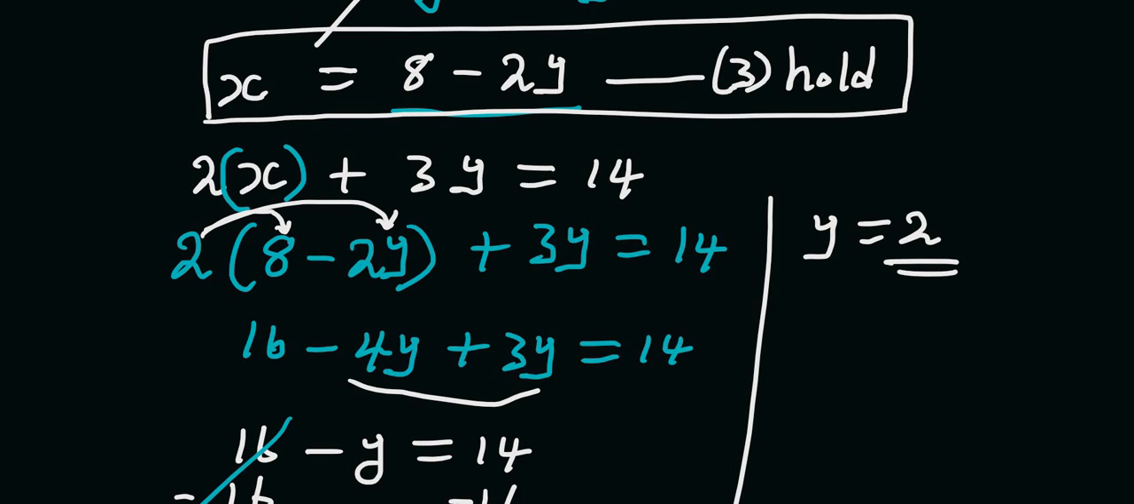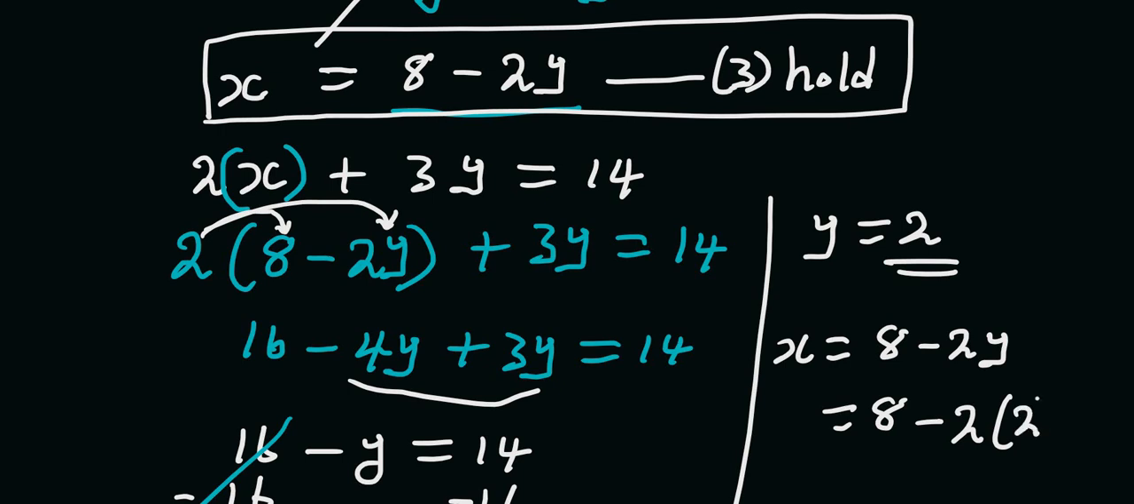Okay, so now let's just bring it here. It said x is equals to 8 minus 2y. Now you found the value of y to be 2. Let's substitute this value into this equation. So this will become 8 minus 2 times 2.